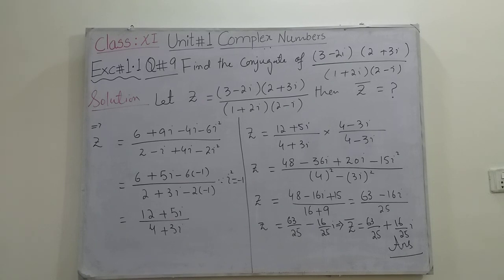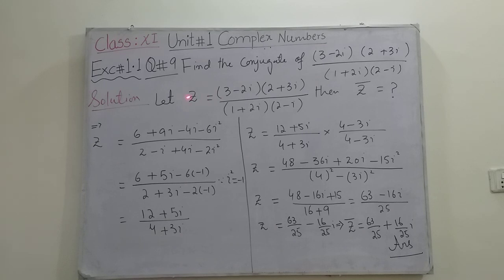Now question number 9 of exercise 1.1 is: find the conjugate of 3 minus 2 iota into 2 plus 3 iota whole divided by 1 plus 2 iota into 2 minus iota. Let z be equal to this given ratio, 3 minus 2 iota into 2 plus 3 iota divided by 1 plus 2 iota into 2 minus iota. Then we have to find the conjugate, so z bar is the question.